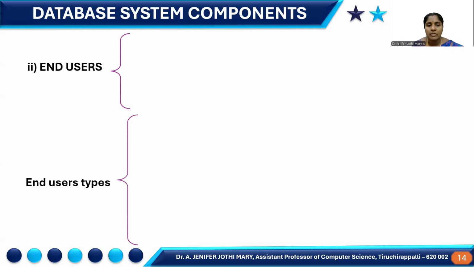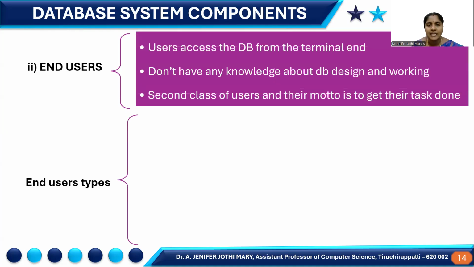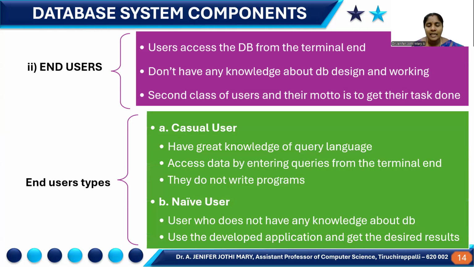The second type of users are end users. They are accessing the database at the terminal end. They don't have knowledge about database design and working, whereas they are called second class users and their motto is to get the task done. Here again, the end users are divided into two types, casual users and naive users. One who has great knowledge of a query language is considered a casual user. They are accessing the data by entering queries from the terminal end and they do not write programs. Naive users are the opposite: those who don't have any knowledge about the database, but use the developed application and get the desired results.